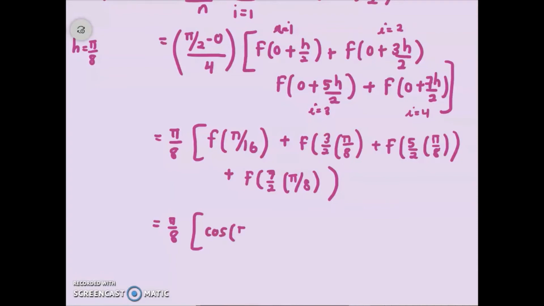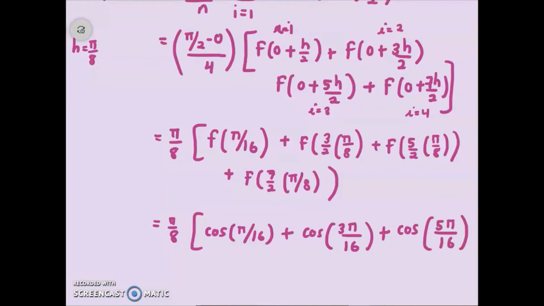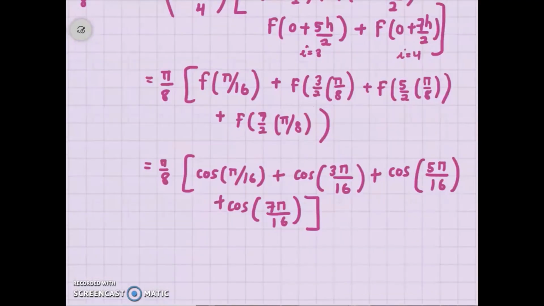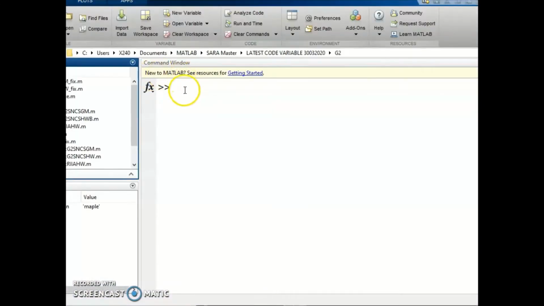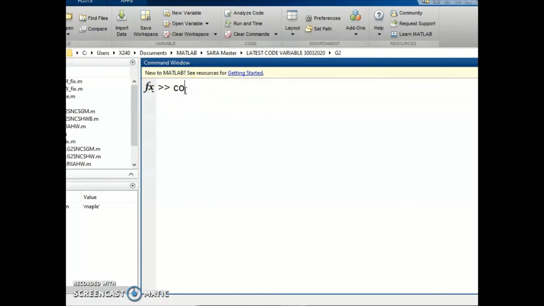So what we've got here, pi over 8 times cos pi over 16 plus cos 3 pi over 16 plus cos 5 pi over 16 plus cos 7 pi over 16. Now you've got to use the calculator to find all these values. Okay, I want to use my MATLAB. So what is cos pi over 16?